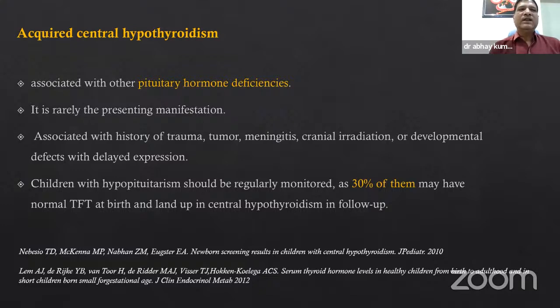If we discuss acquired central hypothyroidism, it is classically associated with other hormone disorders. Of course, it is rare. As a part of hypothyroidism, it will be less than 1% of the total hypothyroid patients. They usually give a history of trauma, tumor, meningitis, cranial irradiation, or some sort of developmental delay. And usually 30% of these patients may have a normal thyroid function test at birth, but in due course of time, within a few years, they present with central hypothyroidism during the follow-up period.